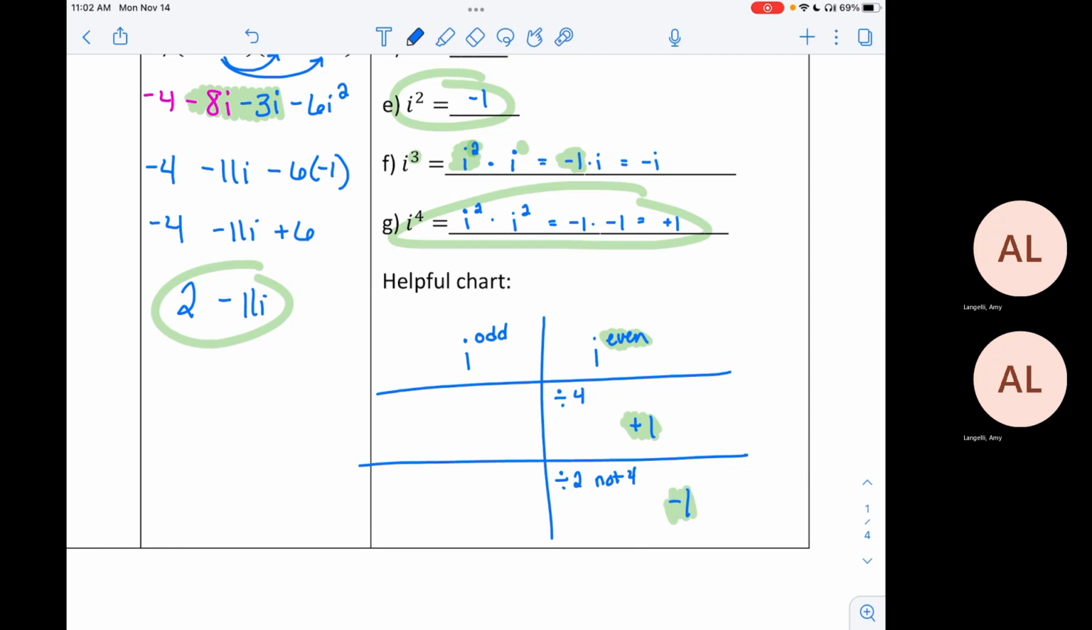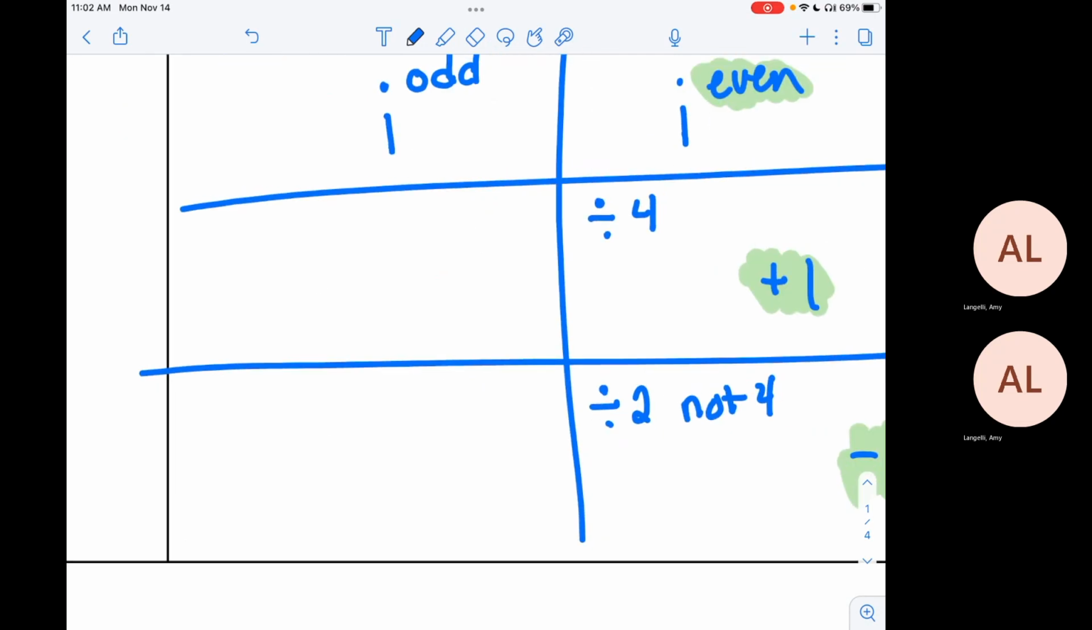Odd ones are trickier. If you have an odd number, you have to take your odd number and subtract 1. If it divides by 4 then it's a positive i.